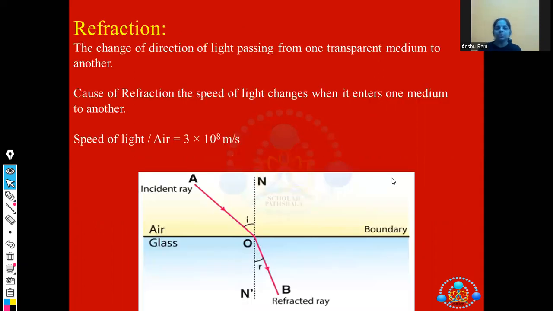What is refraction? Refraction is change in direction of light passing from one transparent medium to another. If ray of light is passing from air to solid glass slab, its path is changing. That change of path is termed as refraction. Speed of light in air is 3 into 10 raised to power 8 meter per second.